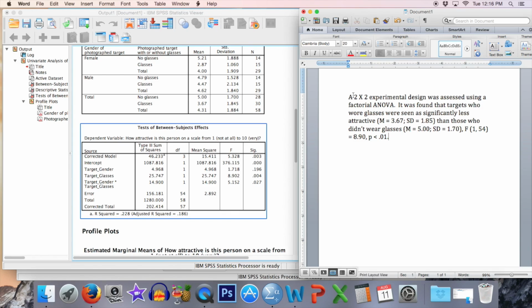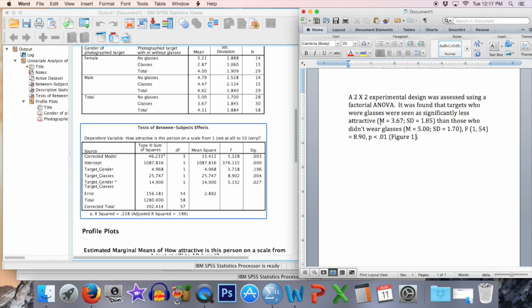So in this case, here's our entire sentence for that first main effect. It was found that the targets who wore glasses were seen as significantly less attractive, with their mean and standard deviation, than those who didn't, with their mean and standard deviation, and all the inferential statistics. And just because we're going to eventually make a graph for this, we'll put that as a figure, so we can also put in Figure 1 right here to remind ourselves to do that later.